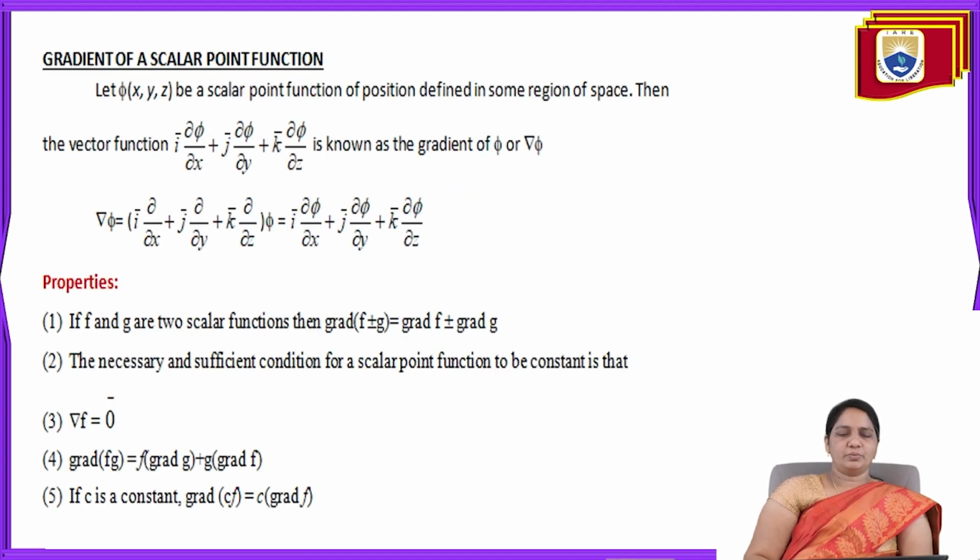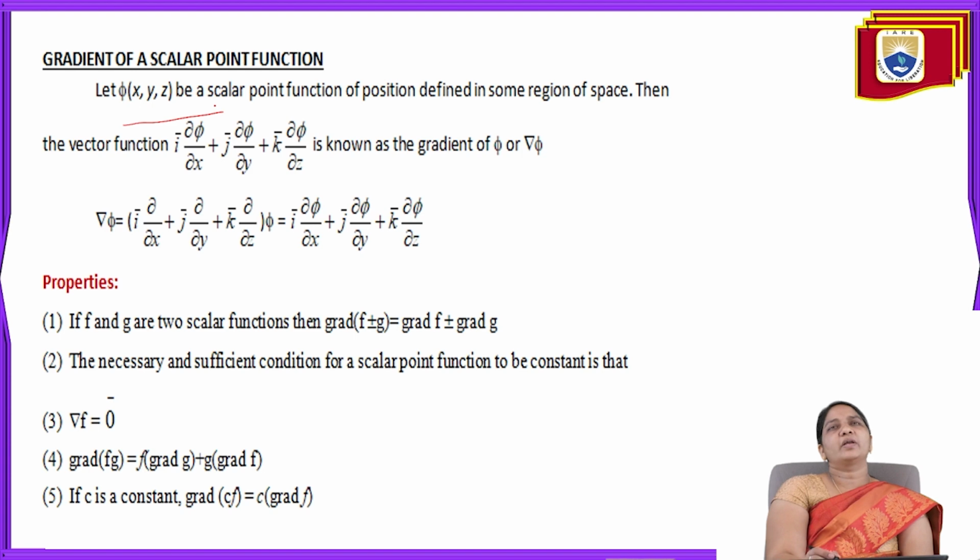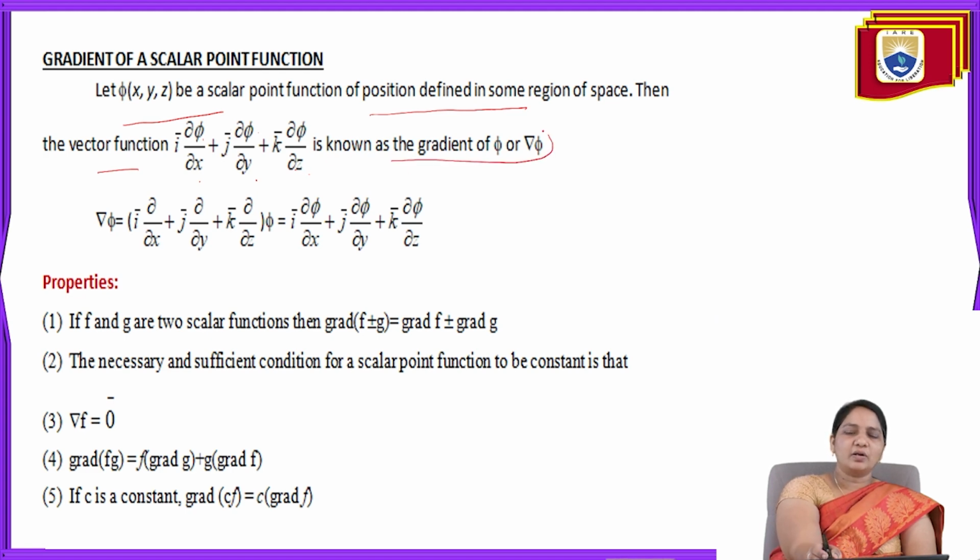So here, one more time, I am explaining what the gradient of a scalar point function is. Let phi of x, y, z be a scalar point function of position defined in some region. Then the vector function i ∂phi/∂x plus j ∂phi/∂y plus k ∂phi/∂z is known as the gradient of phi. That means we can write this as grad phi or del phi.